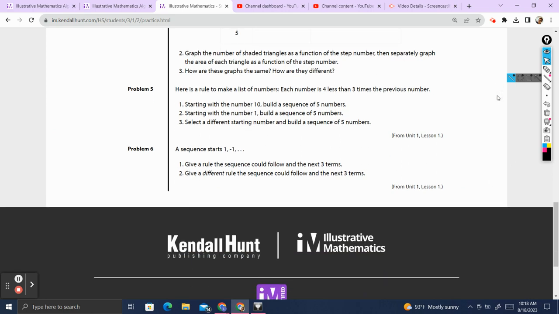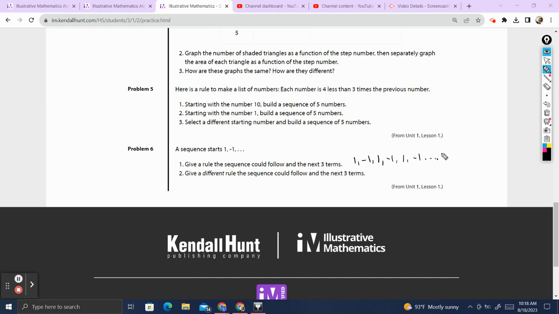A sequence starts with 1, -1. Give a rule that the sequence could follow and the next 3 terms. Well, my rule is going to be, if I start with 1 and I get to -1, I'm just multiplying by -1. So 1 times -1 is -1, -1 times -1 is +1, +1 times -1 is -1, -1 times -1 is +1, +1 times -1 is -1, and so on. That would be our sequence.